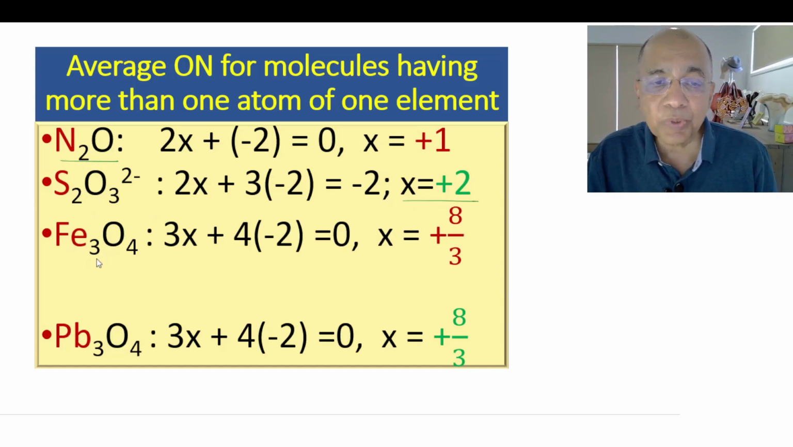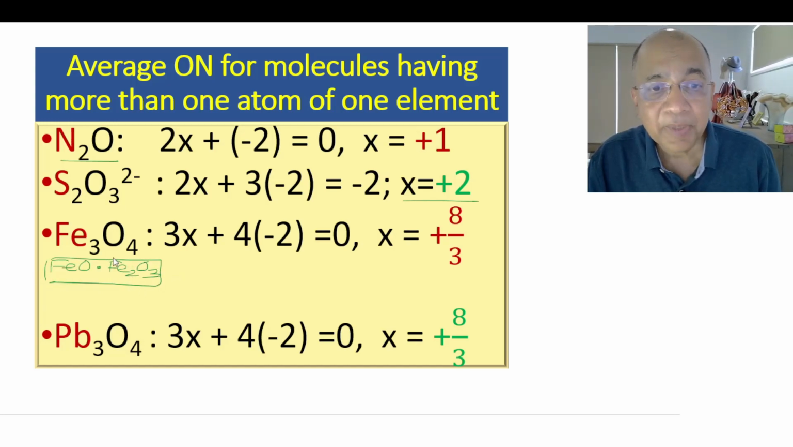Similarly, this is what we call Fe3O4, ferroso-ferric oxide, or it is called magnetic oxide. So it contains both FeO, ferrous oxide, as well as ferric oxide. If you add them, you will get Fe3O4. So in one FeO, iron is in the +2 state, and in one Fe2O3, there are two iron ferric ions with +3. So one is +2, the other two are +3.